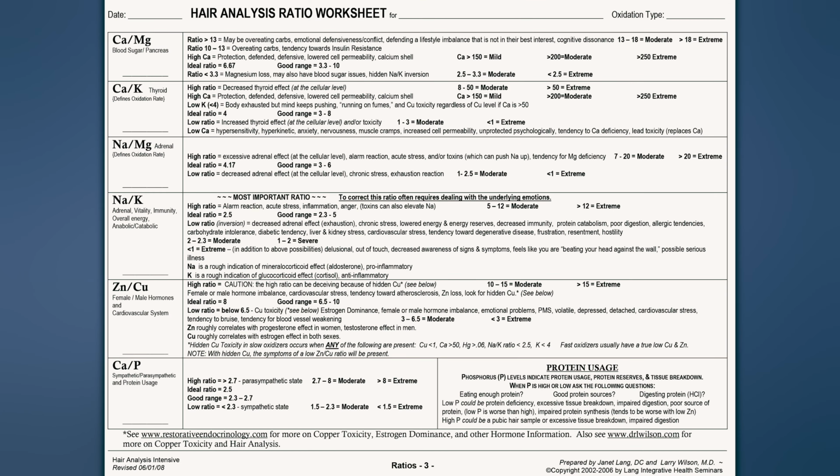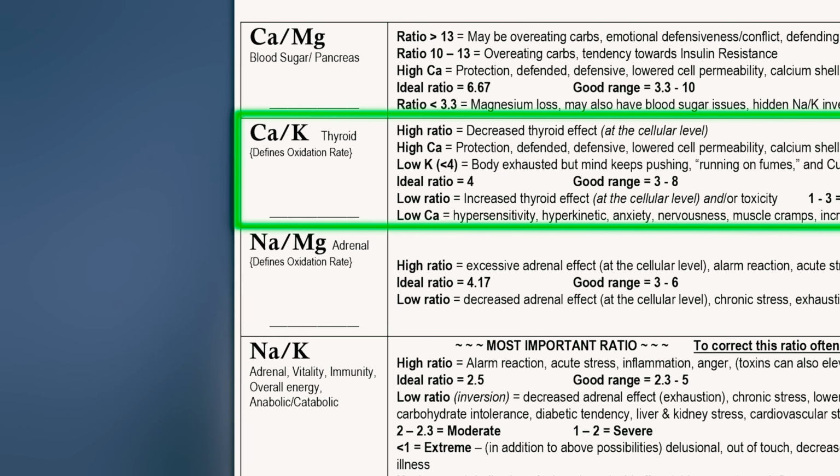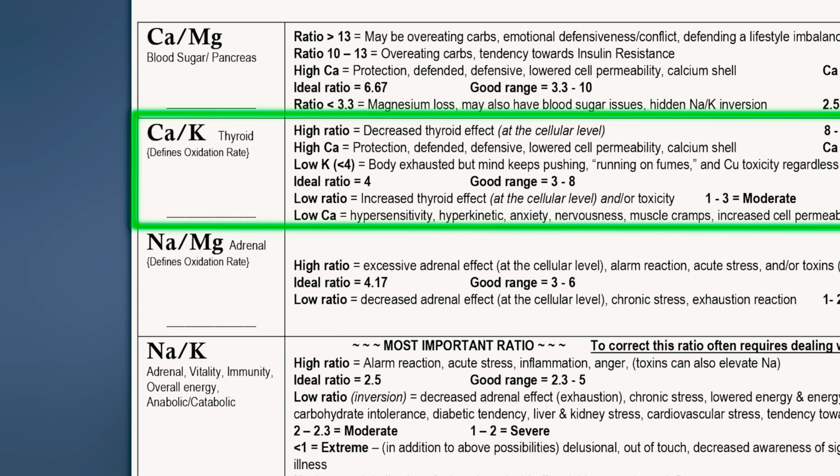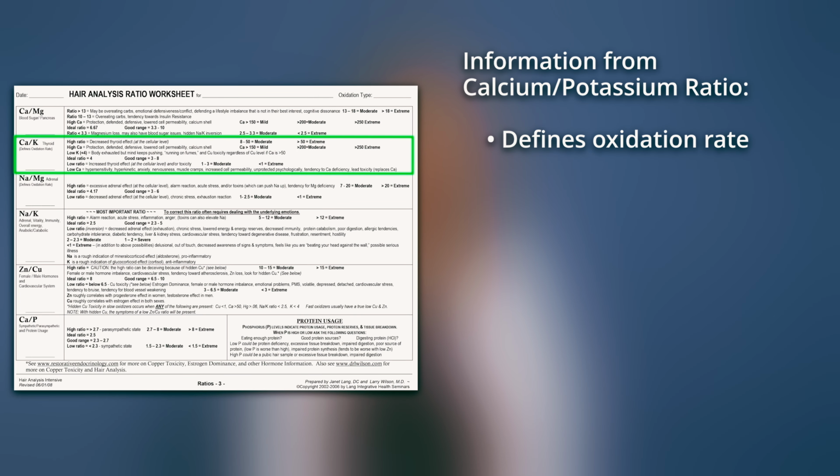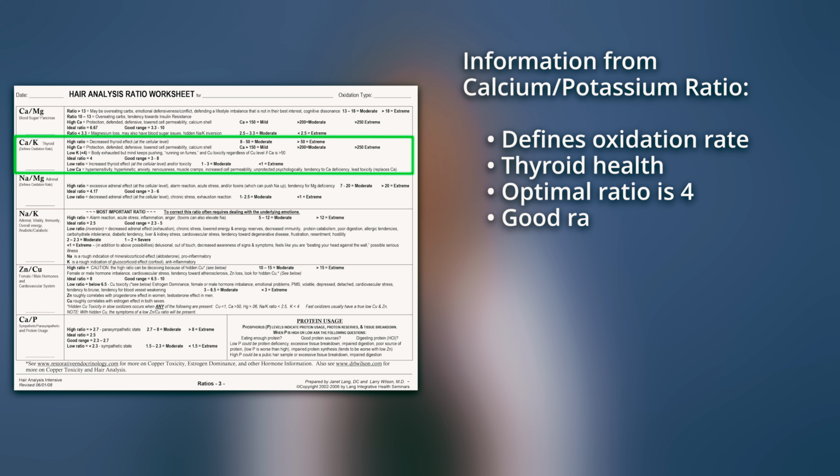Moving on to the second ratio, we have the calcium to potassium ratio, and that ratio both defines the oxidation rate, which is an indication of a person's metabolism, but it also talks about the health of the thyroid. The optimal ratio is a 4, and the range is 3 to 8.